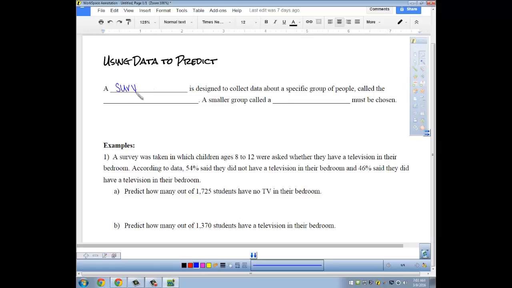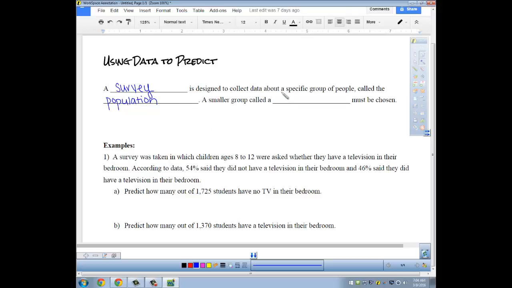You guys have taken surveys before, I'm sure. A survey is designed to collect data about a specific group of people. So it's just questions you come up with and you ask the people stuff that you want to know. And the people that you ask is called the population. So if you were to, say, make a survey and you wanted to give the survey to our class, then the class would be the population.